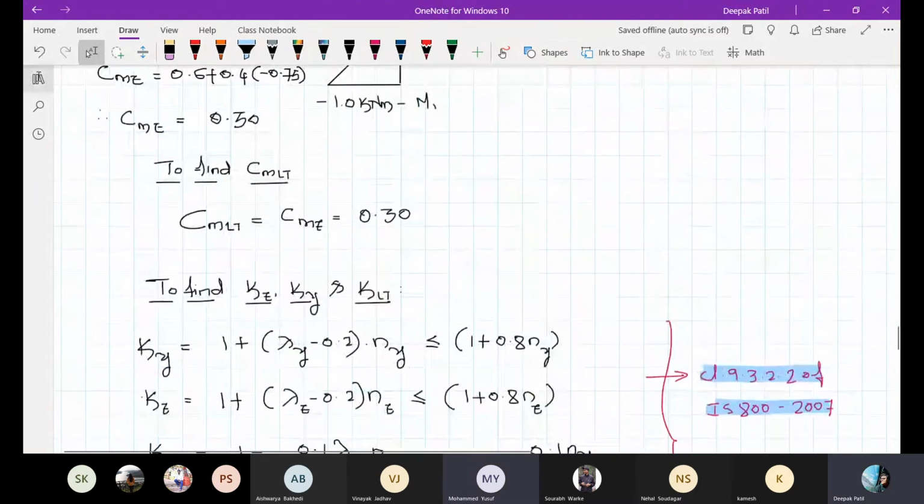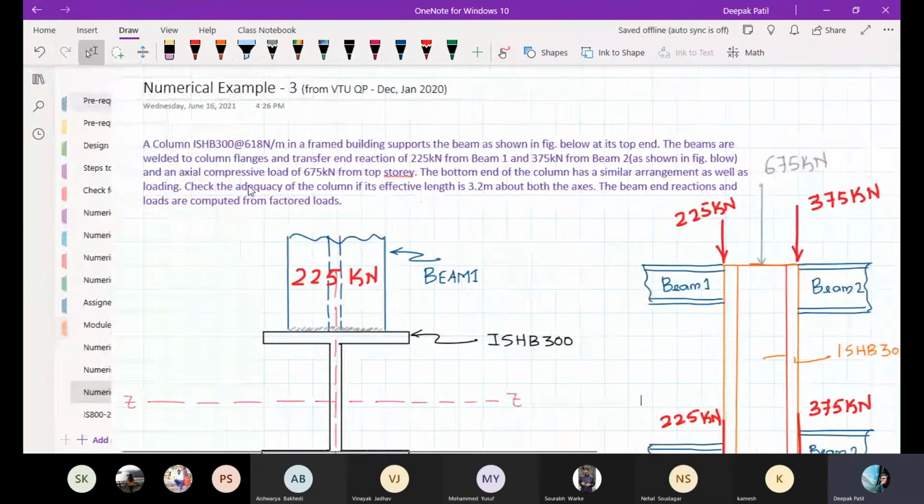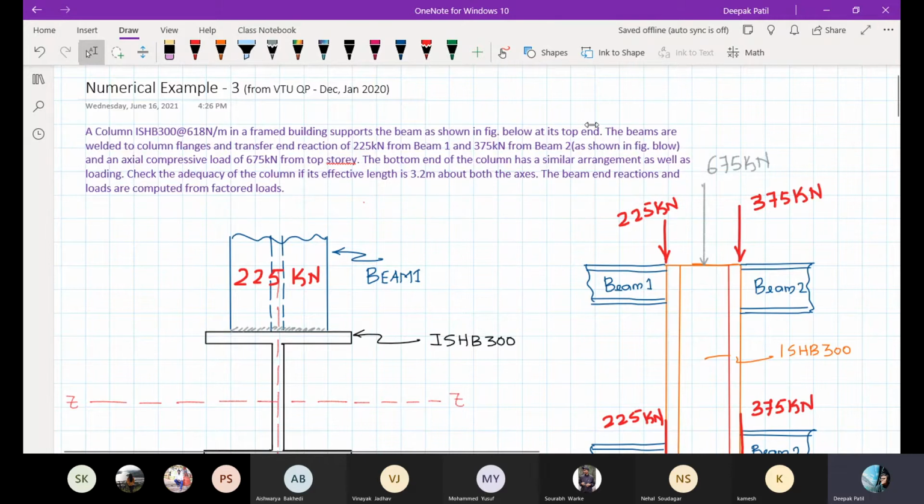No, sir. Okay, right. So actually, I have solved the example which was given in the previous year's question paper. I will just tell you the introduction about that, and I will not be going to solve this. We'll solve this numerical example maybe in the next class. I just want to give you some introduction about this numerical example, which was given in the previous year's question paper, that is December January 2020. So it's a bit tricky one.